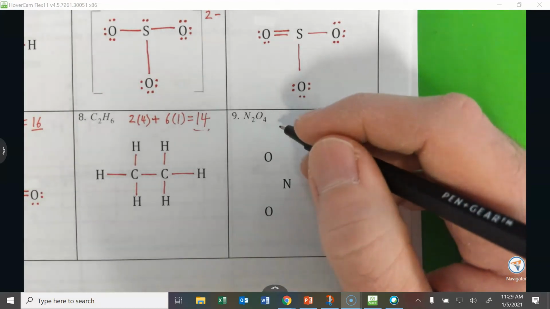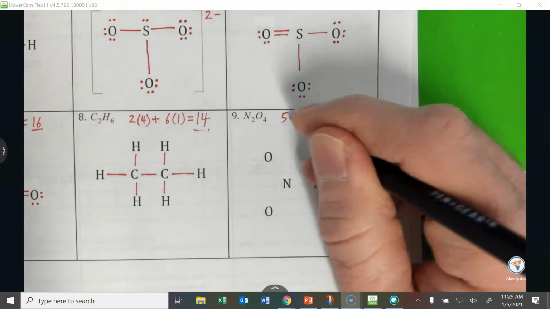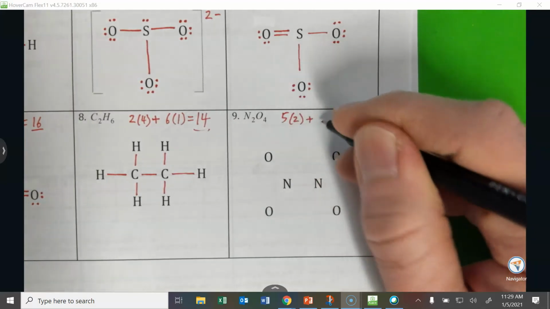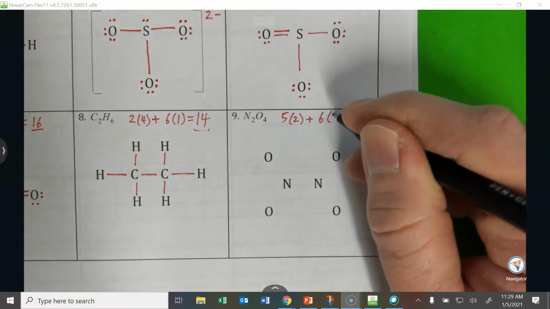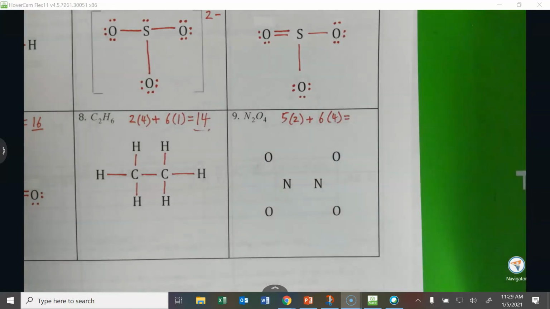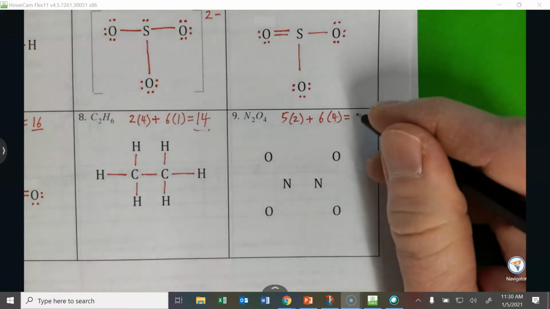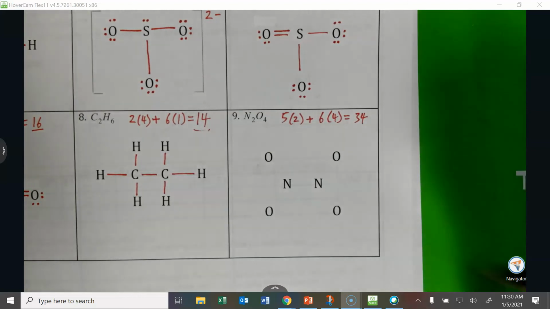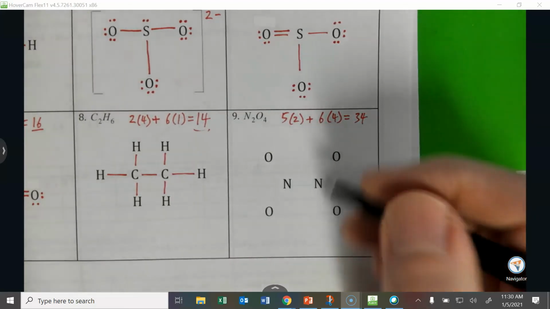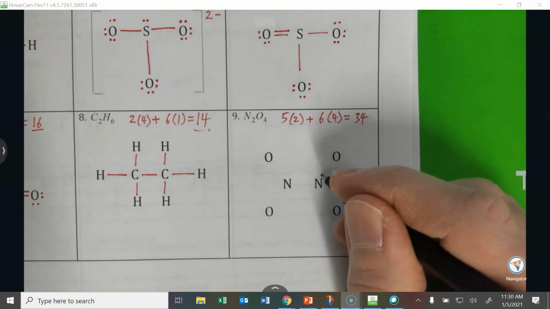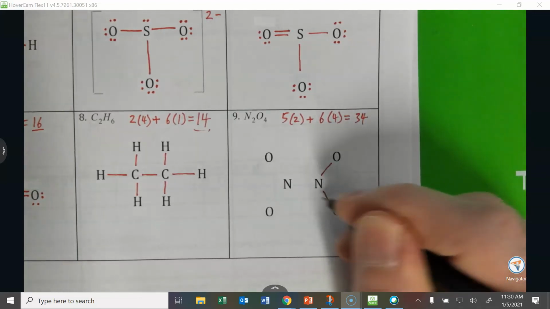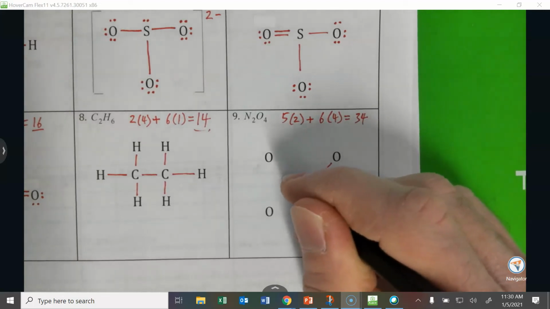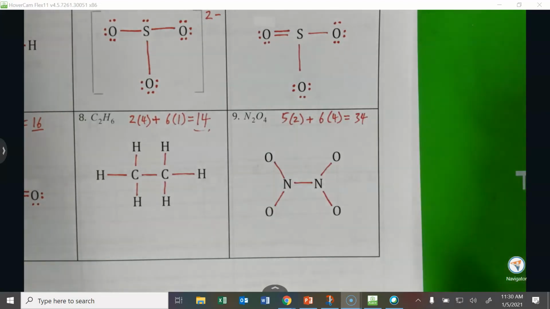Let's look at N2O4. Nitrogen is in group 15, so it's got 5 valence electrons multiplied by 2, and oxygen has 6 valence electrons multiplied by 4. So I have 6 times 4 is 24, plus 5 times 2 is 10. 24 plus 10 gives me 34. This one's going to be a little bit tricky maybe. Let's see. Start by making our skeleton. It's 2, 4, 6, 8, 10.